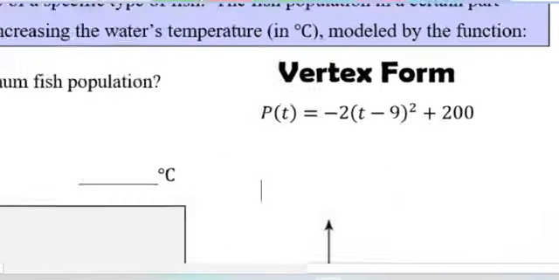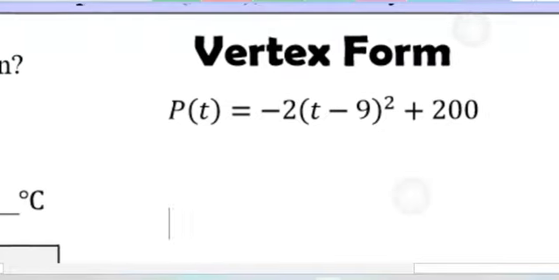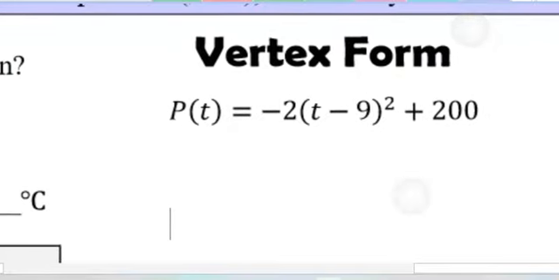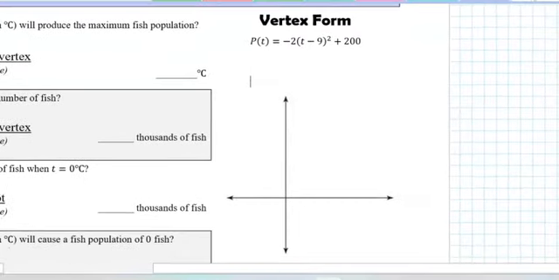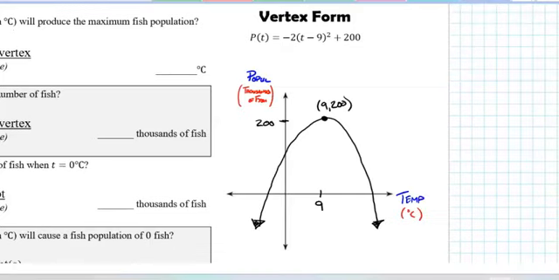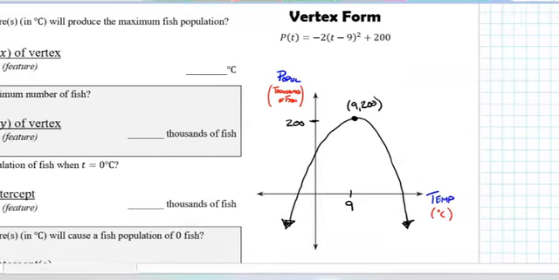When graphing in vertex form, we are given key pieces of information about the graph and able to make a rough sketch. For this particular graph, in vertex form, our graph looks like such. A U-shaped graph with a maximum value of 200 thousands of fish, the fish population on the y-axis, occurring at 9 degrees Celsius, temperature degrees Celsius on the x-axis. And that is our sketch of the graph, pulling out the information from the equation of vertex form.